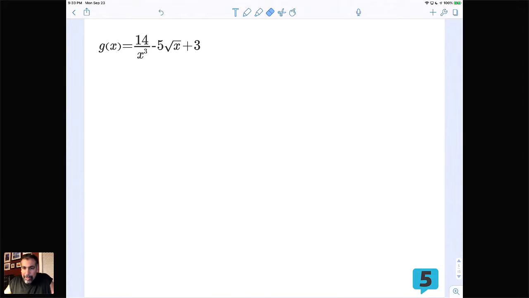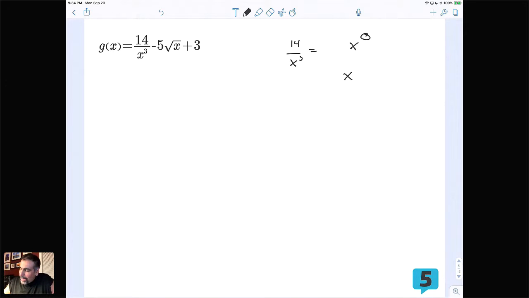The reciprocal, I hear negative exponents, okay? So our goal is to try to rewrite this 14 over x cubed as something with x to a power up here, okay? And the right answer that I'm looking for here is to take that x cubed and move it up to the top by using negative exponents.